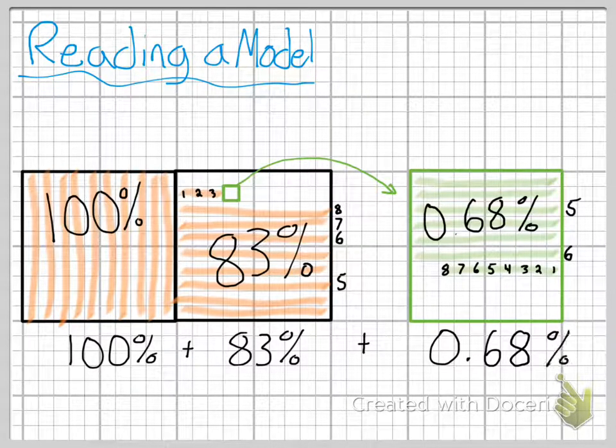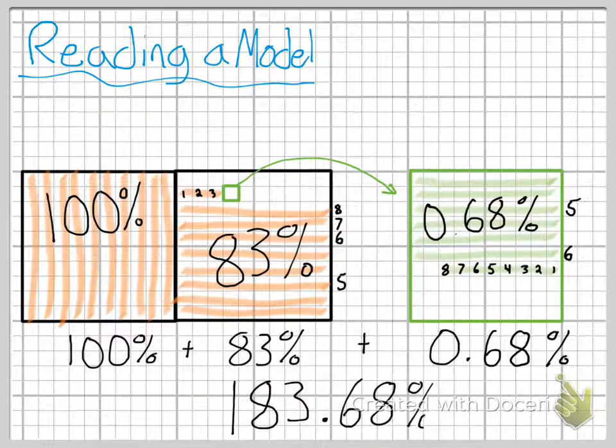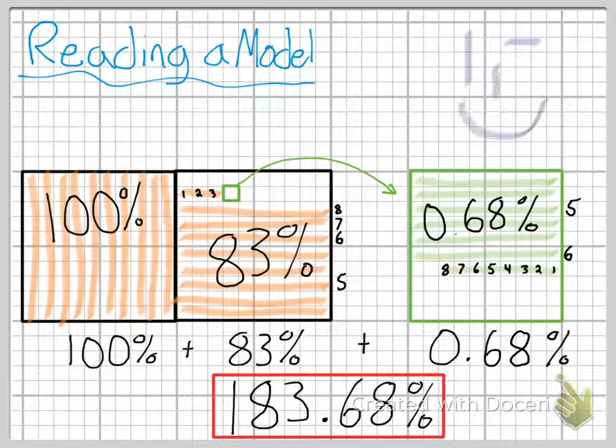All I have to do is add those 3 together, and I'll get my total. So 100 plus 83 plus 0.68, I have 183.68%. That's what's shown in this model.